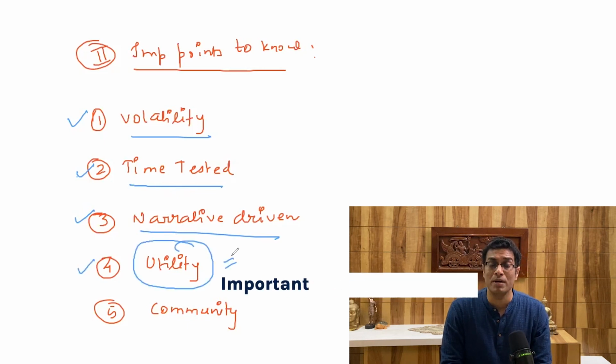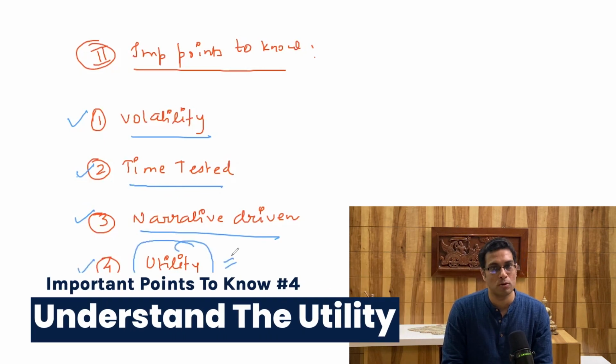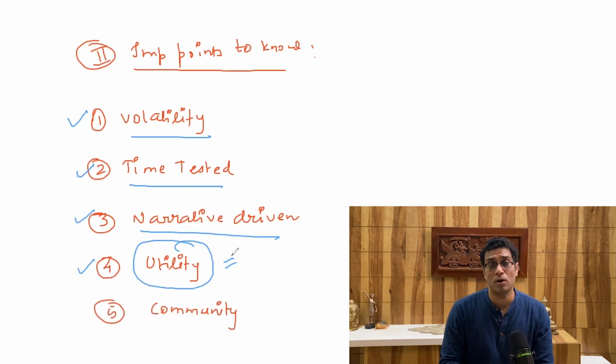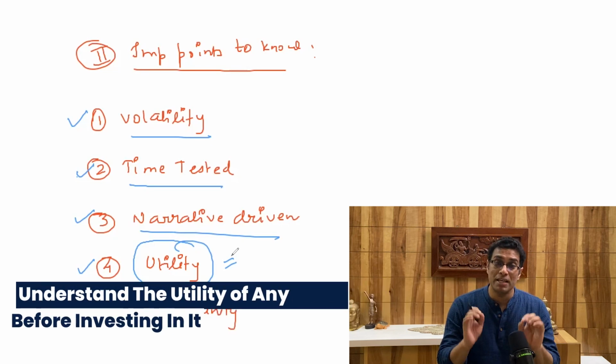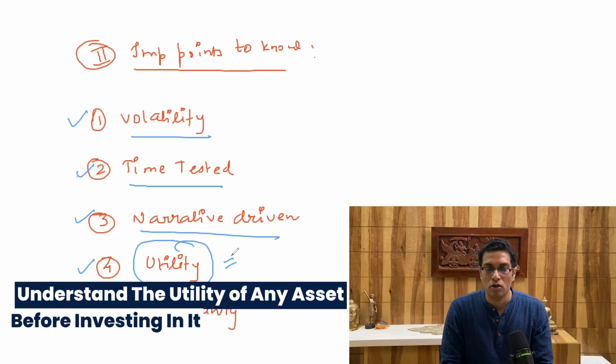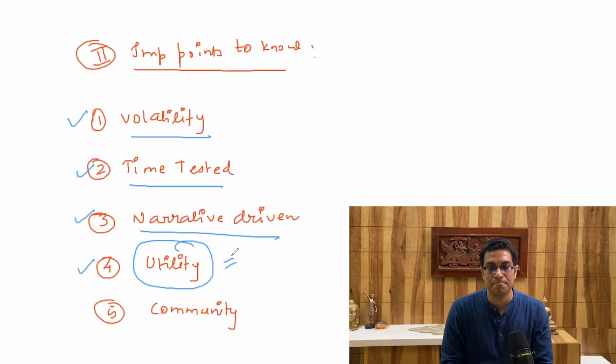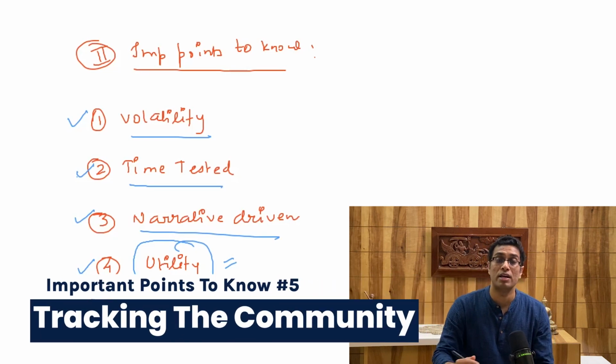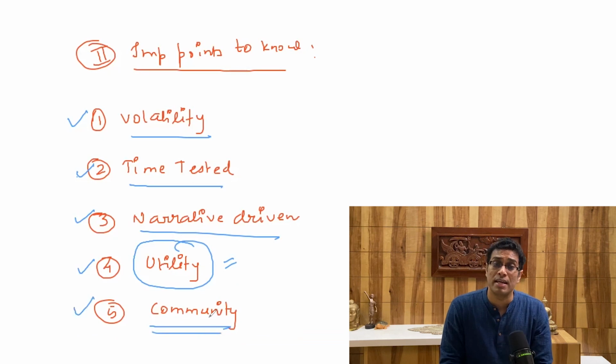Fourth point is that you must understand the utility of a cryptocurrency. For example, if you are deciding to purchase Bitcoin, then the utility of Bitcoin is that it is deflationary in nature. That is one of the primary utilities of Bitcoin, and it is akin to digital gold. So please figure out the utility of any coin or project that you are considering to invest in. Then comes the fifth and final point, that tracking the community or development ecosystem is a great way of tracking the progress of a coin.